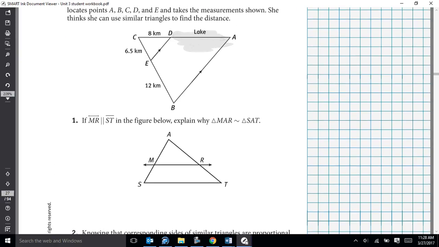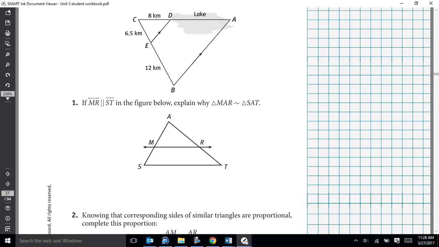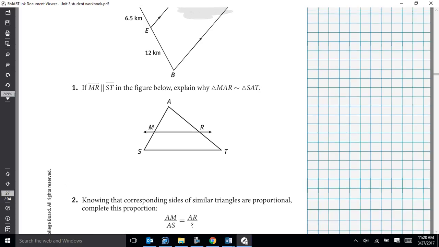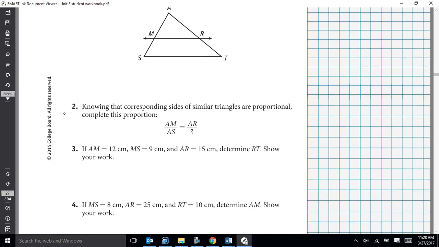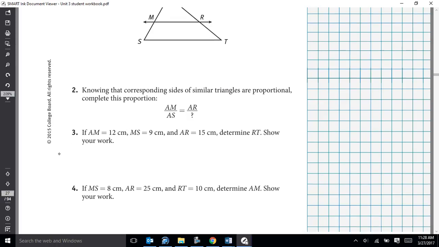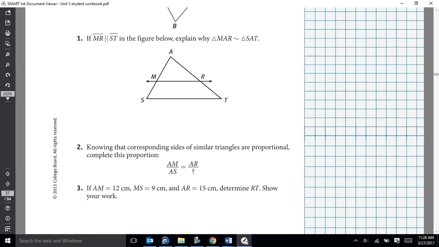All right, so if line MR is parallel to segment ST in the figure below, explain why triangle MAR is similar to triangle SAT. So what I would like for you to do is look at number 1, 2, 3, and 4 and work those out with your neighbor or a person in close proximity to you, and then we'll discuss them. So we're refreshing the information that we talked about last week about similar triangles when we have one inside, and that was with your homework, right?